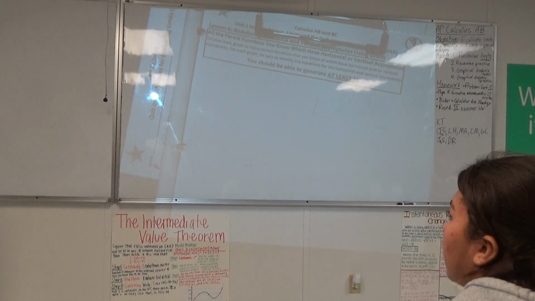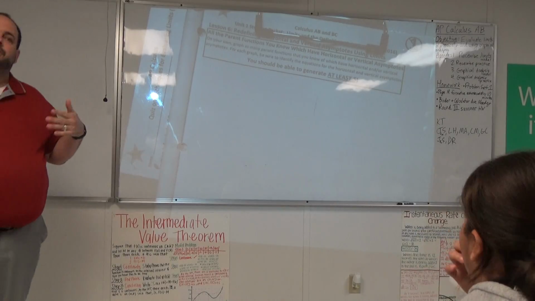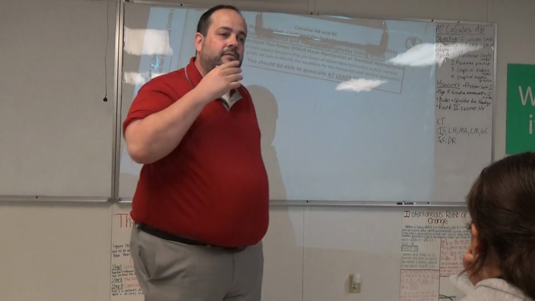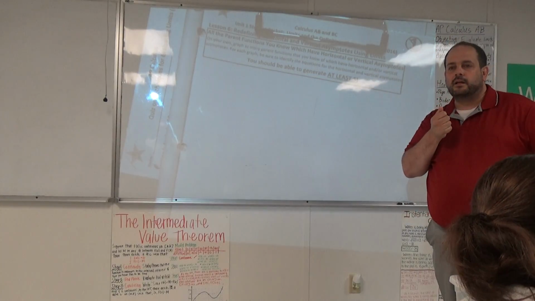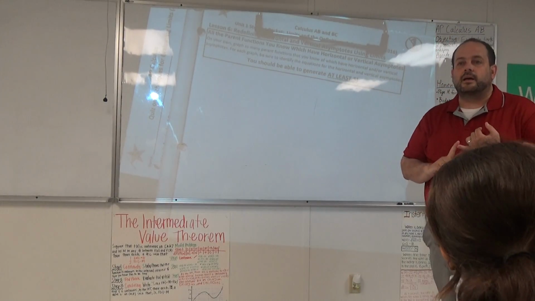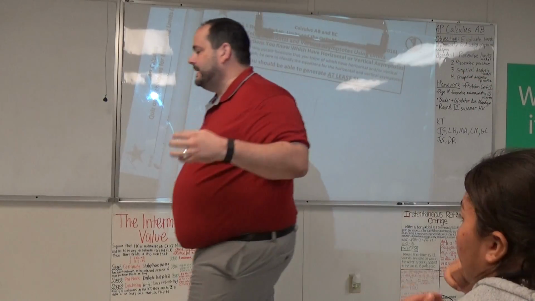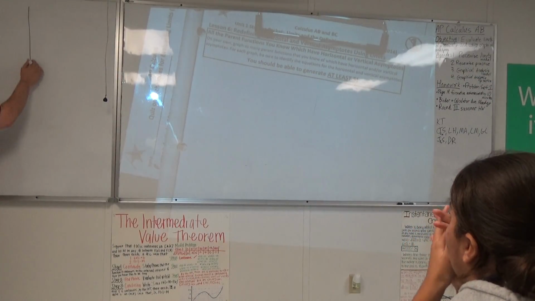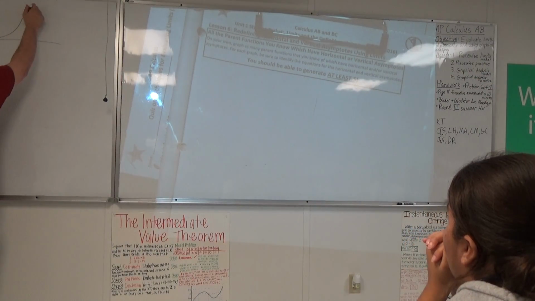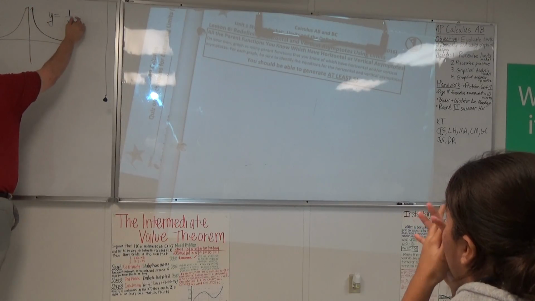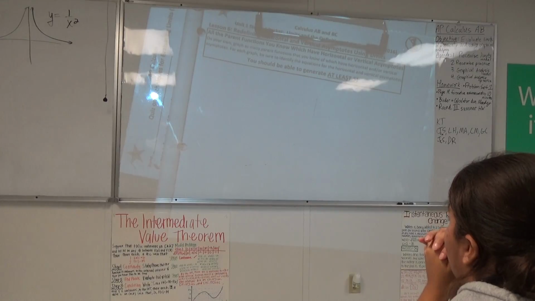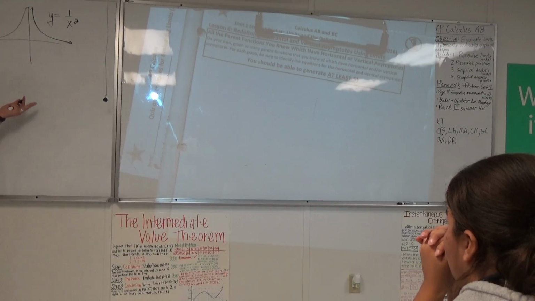There are vertical asymptotes. Can anybody think of a parent function that you know of that has a vertical asymptote? I'm going to wait, there are a couple of hands here. Aaron. 1 over x squared. Love it. The graph of y equals 1 over x squared looks like this. Some folks think of it as a volcano. Some people think of it as the witch's hat. Great.